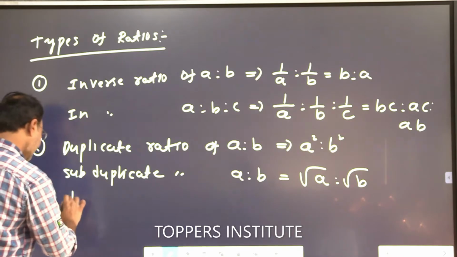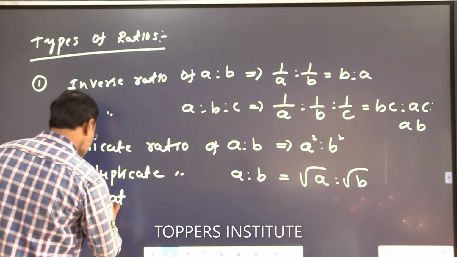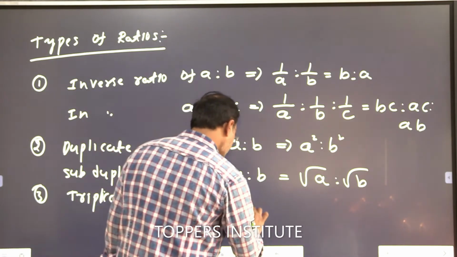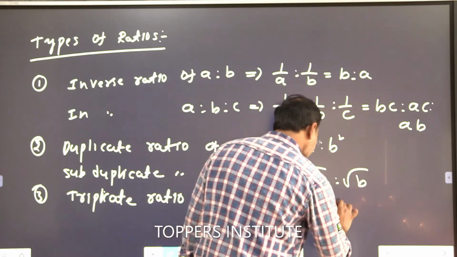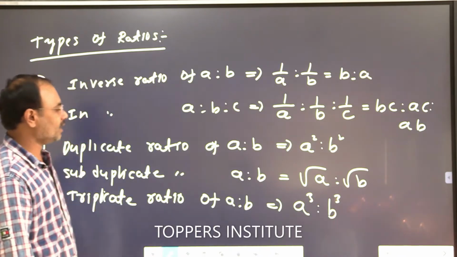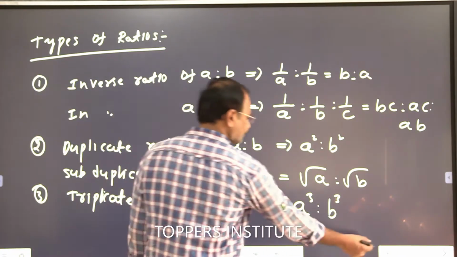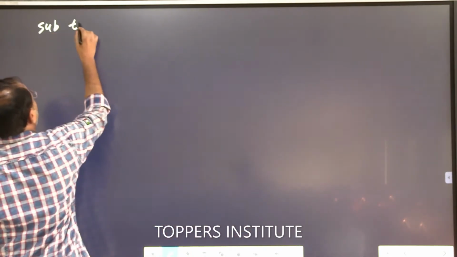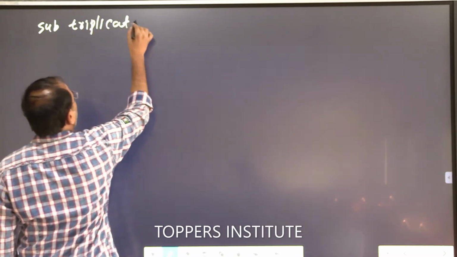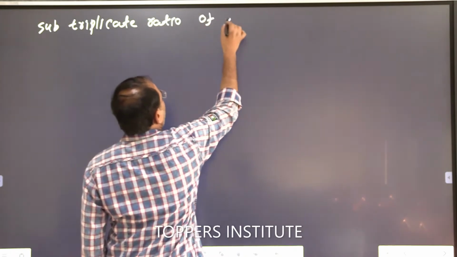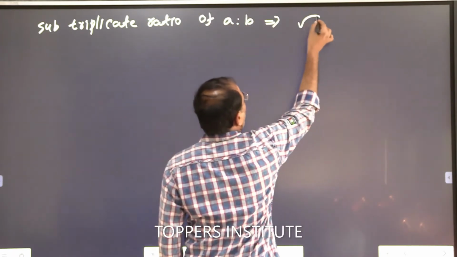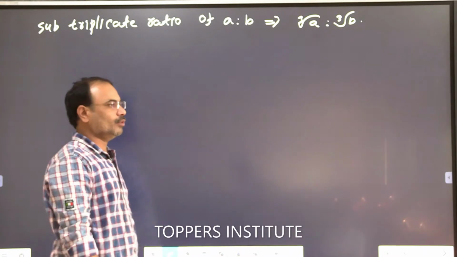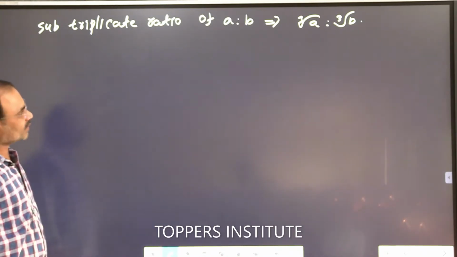Next one, triplicate ratio of A is to B is equal to A cube is to B cube. Next one, subtriplicate ratio of A is to B is cube root A is to cube root B. Duplicate means square, subduplicate means square root, triplicate means cube, subtriplicate means cube root.